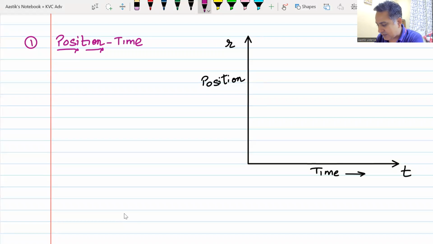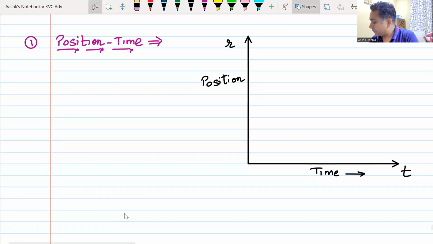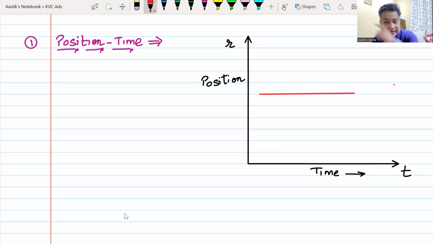Position time graph of any particle. How will it look like? Well, I can draw a number of different types of graphs here. Let us look at the most simple variation. I have a position time graph and it looks like a straight line. It looks like a straight line which is parallel to the time axis.